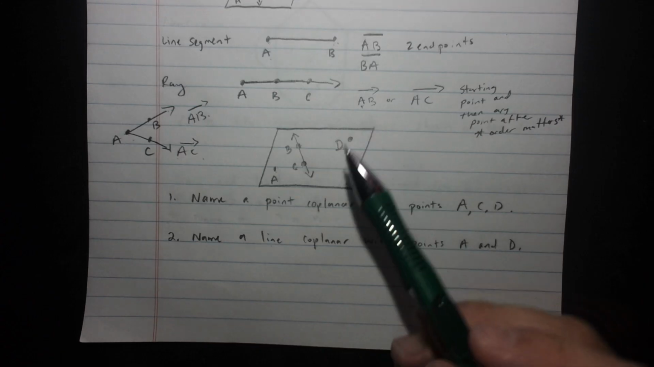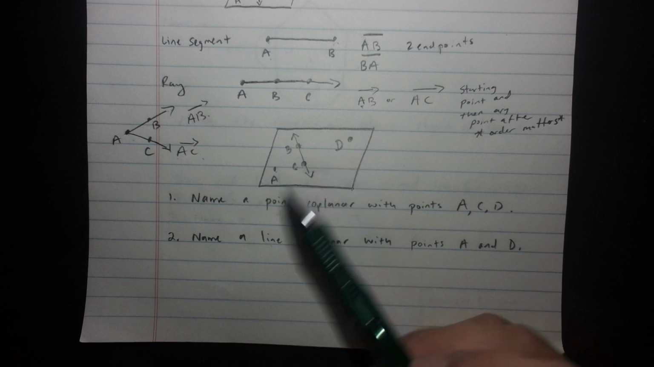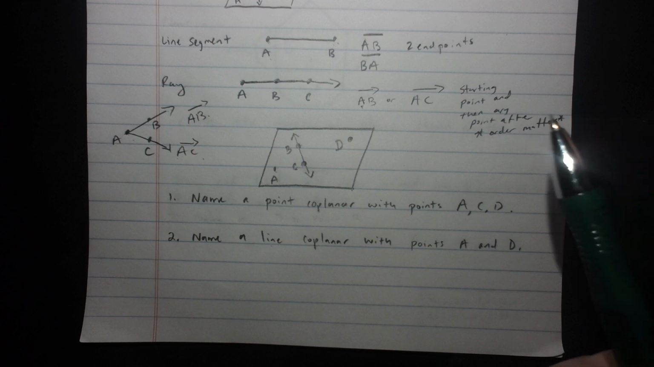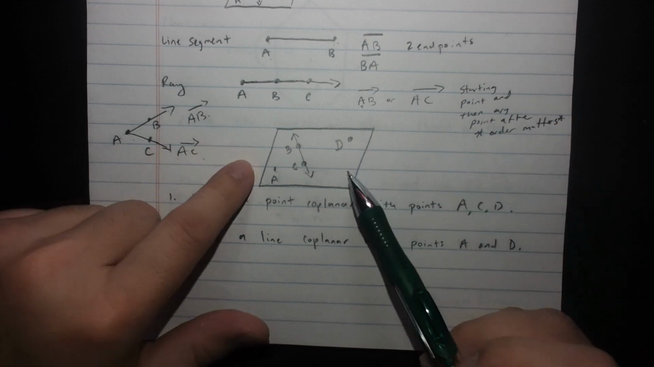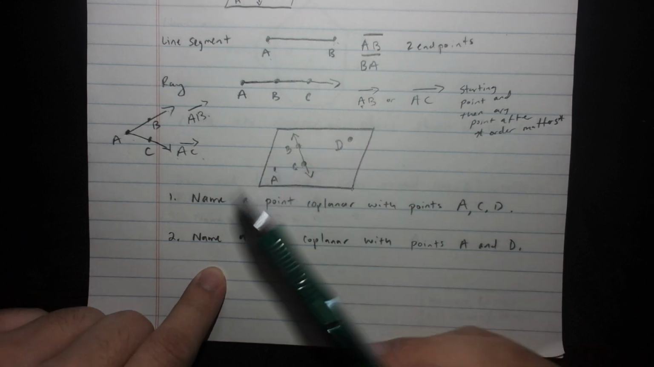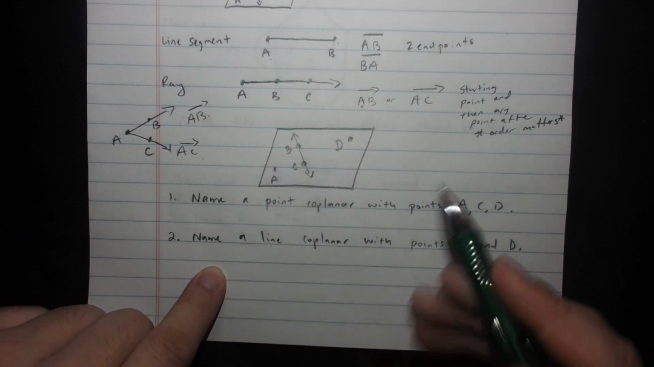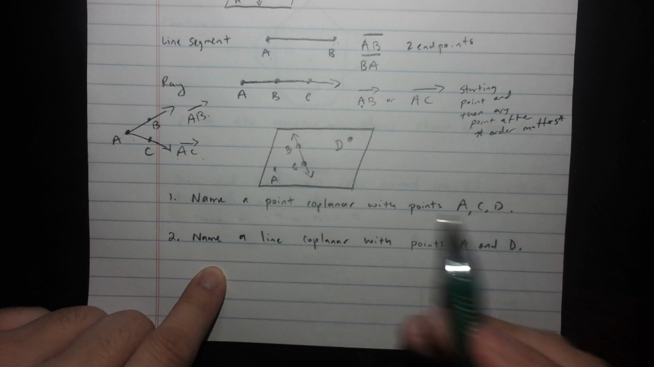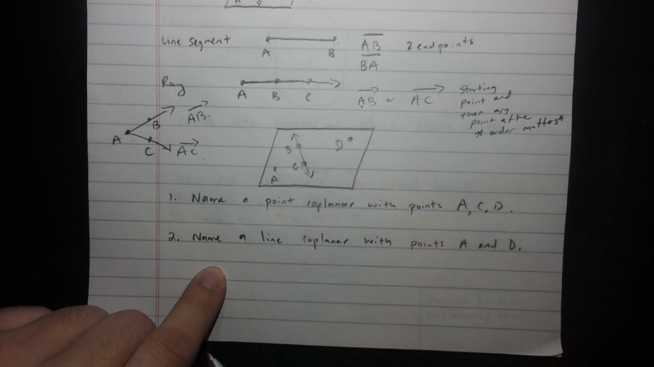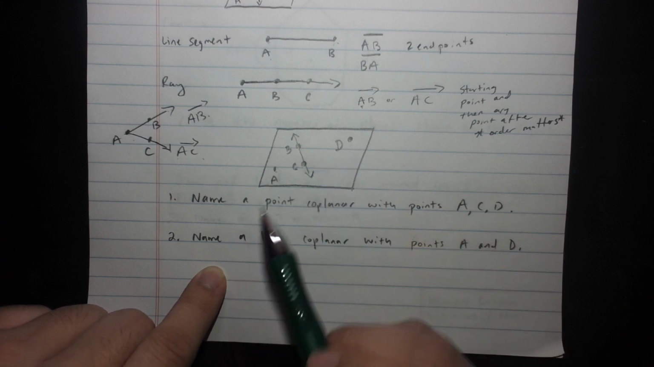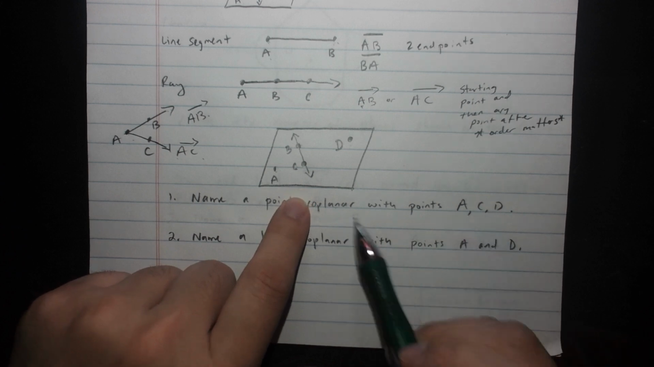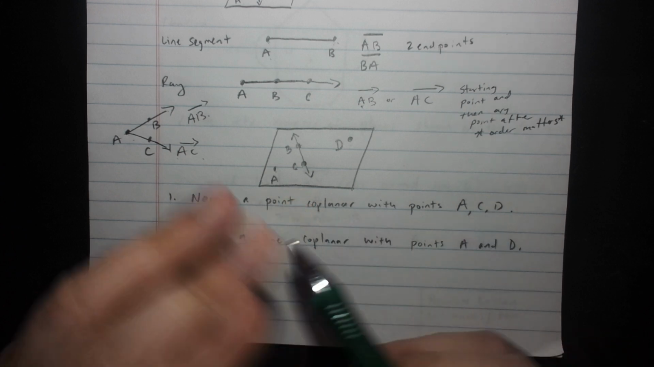All right, so let's go ahead and move on to the next section of our notes here, and that's doing practice problems. So what we're going to do is look at this figure. We're going to reuse this figure to answer the next two questions here. Number 1 says, name a point coplanar with points A, C, and D. So where are points A, C, and D? Here's A, here's C, and here's D. Now, I gotta find a point that's together with these three points here. They gotta be coplanar. They must be all on the same plane.